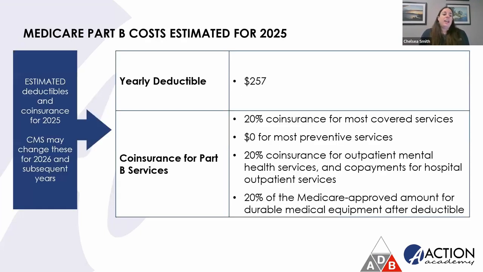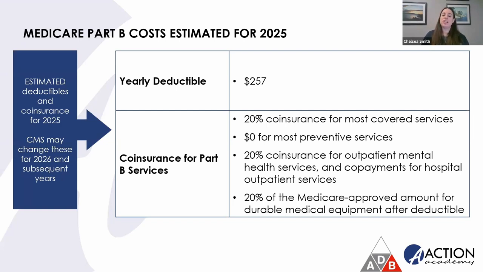Okay, so Medicare Part B costs estimated, again, for 2025. These are based on the Medicare trustee report. And again, these are estimates, so do not memorize these numbers. The yearly deductible will be $257 estimated for 2025. If you have Original Medicare, you'll pay the Part B deductible. This amount does change every year in January. This means you will be responsible for the first about $257 of your Medicare-approved medical bills in 2025 before Part B starts taking care of any of your bills.